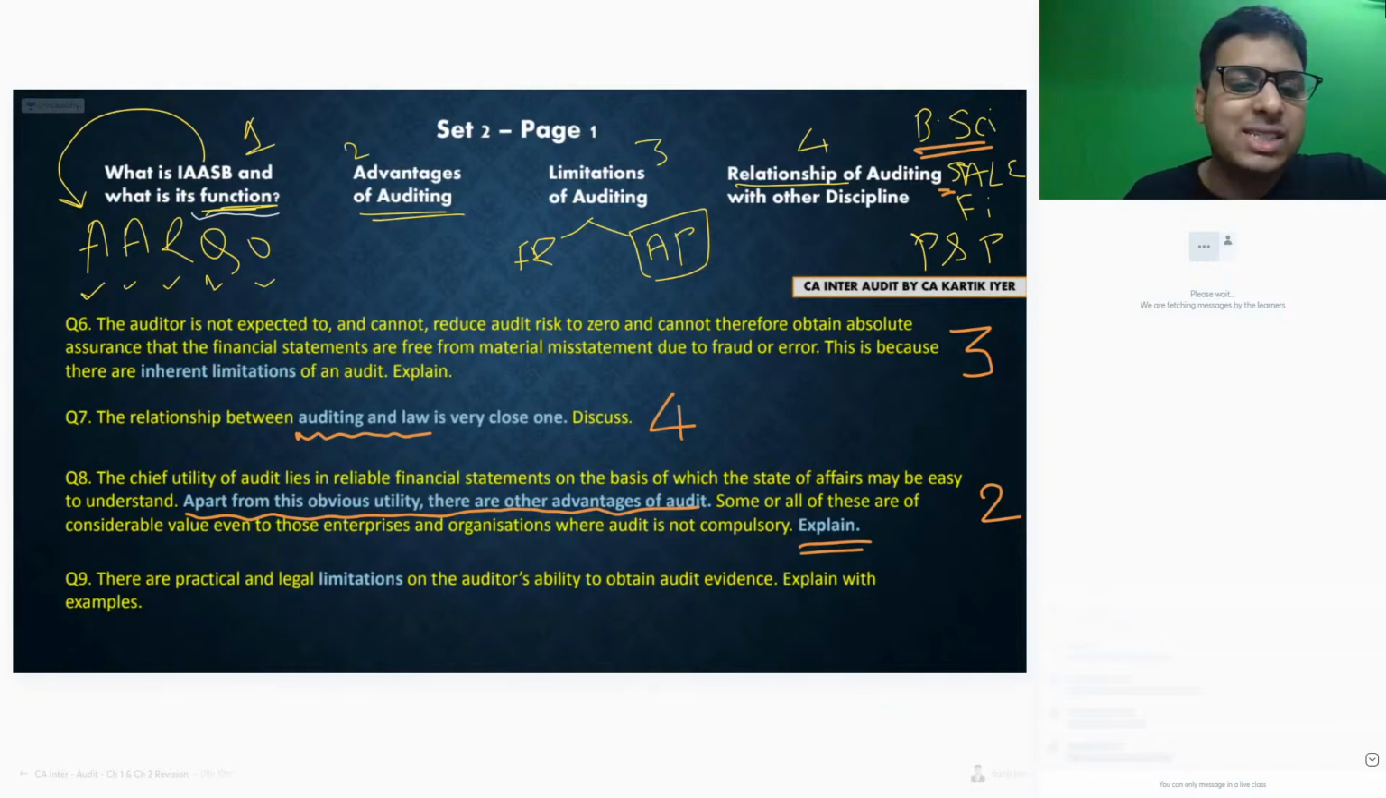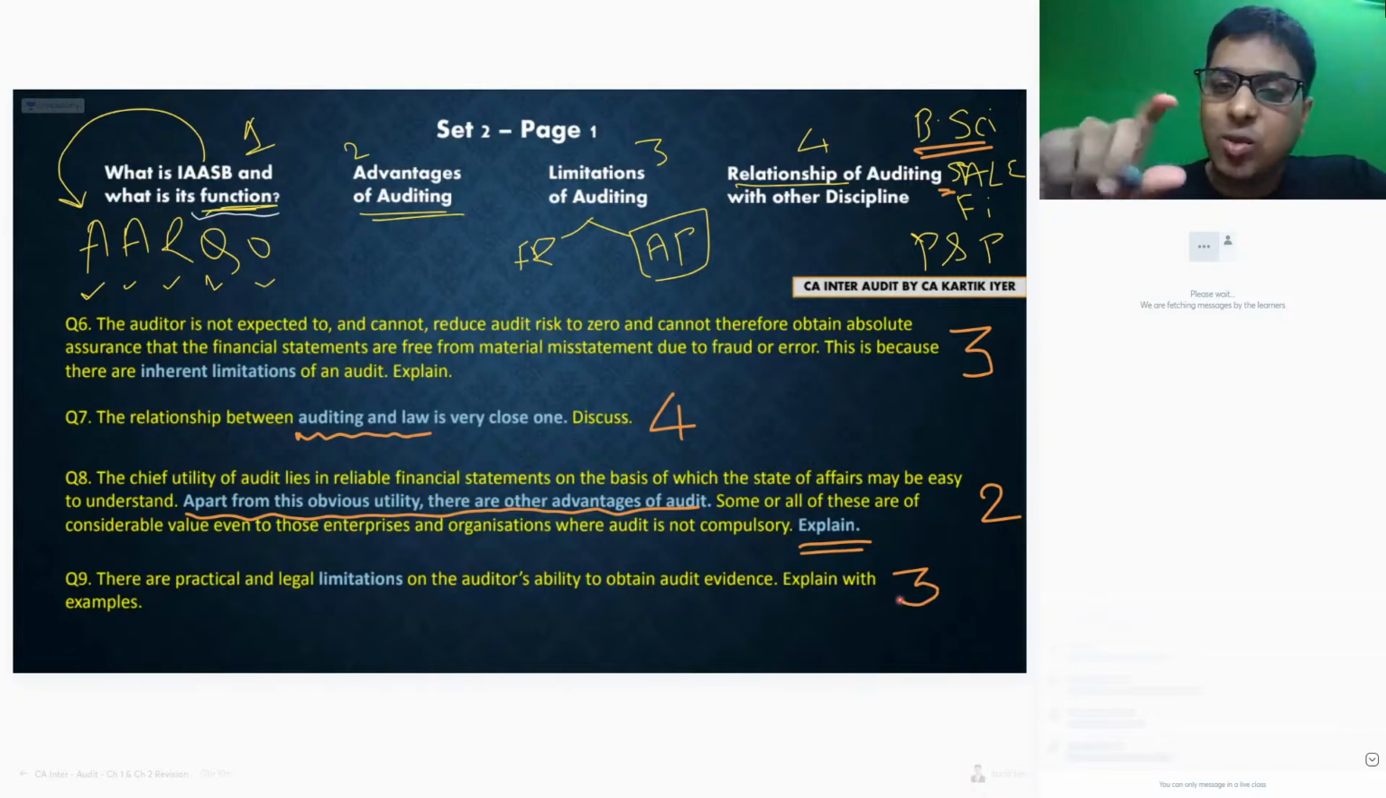Excellent. Next, see, they have given there are practical and legal limitations on the auditor's ability to obtain audit evidence. Explain with examples. They have given you explain with examples. Okay. So now, can you tell me limitations? What is this part? 3. Correct.